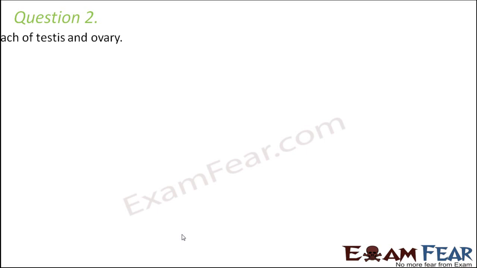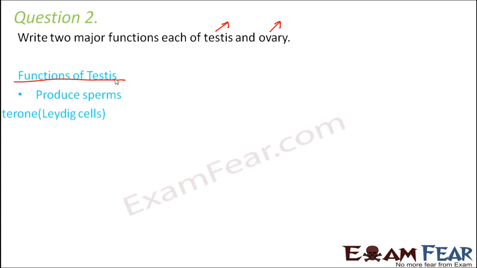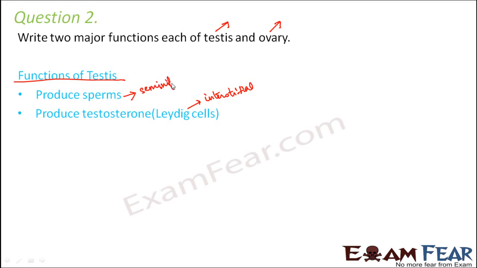Let us look at next question. Write two major functions each of testis and ovary. Now as we saw, testis is the primary sex organ in males and ovary is the primary sex organ in females. So it is very obvious that the basic function of testis is to produce the male sex cells, that is to produce sperms, and not only sperms, it also produces the male hormone testosterone. Sperms are produced in the seminiferous tubules, and testosterone is produced by the Leydig cells, and the Leydig cells are the interstitial cells, and sperms are produced by the seminiferous tubules.